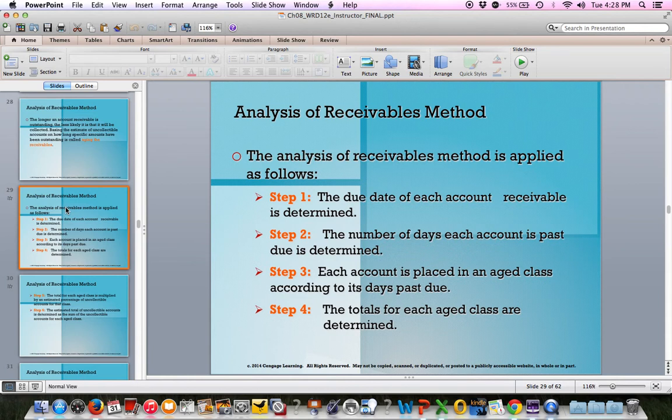We look at the due date of each receivable. That was step 1. Step 2 is the number of days the account is past due. Step 3 is each account is placed in an aged class according to days past due. Step 4, we do a total for each age class.